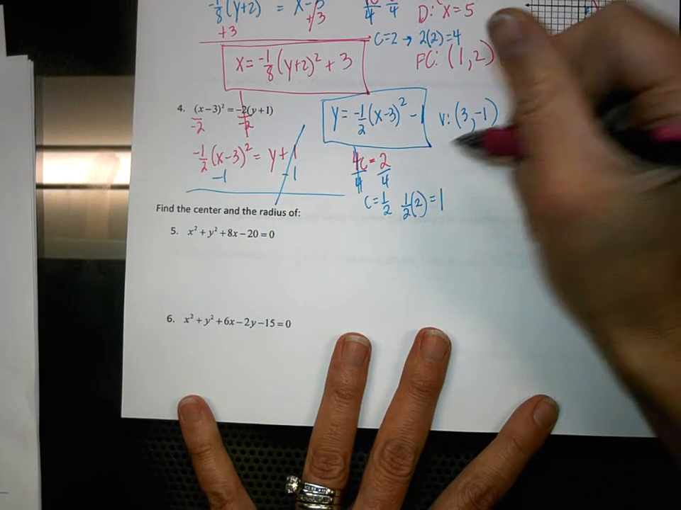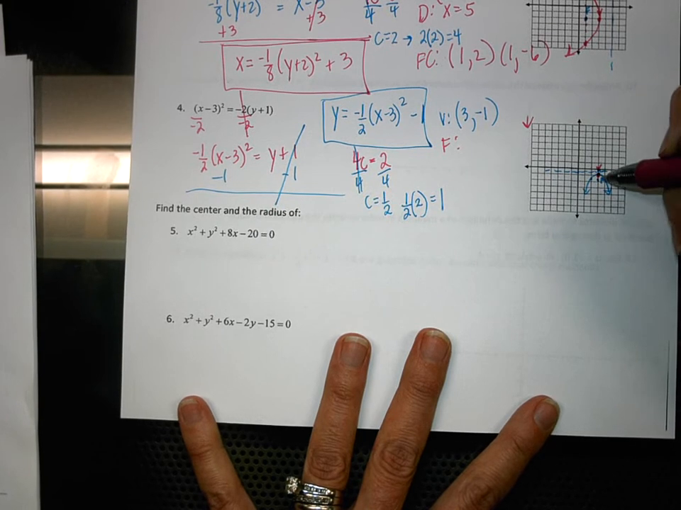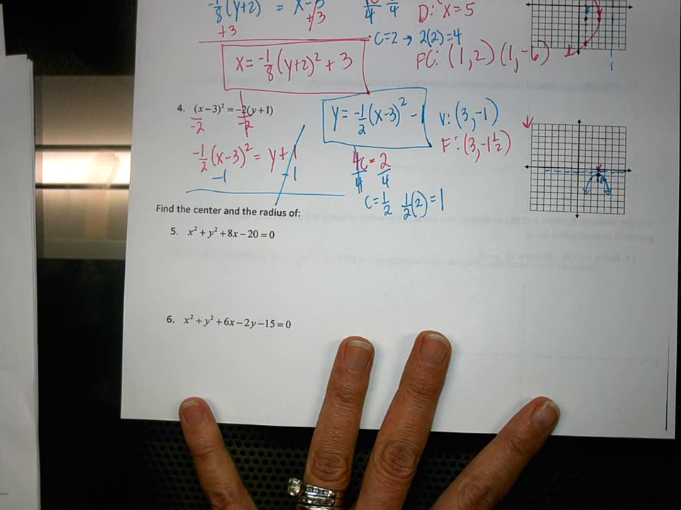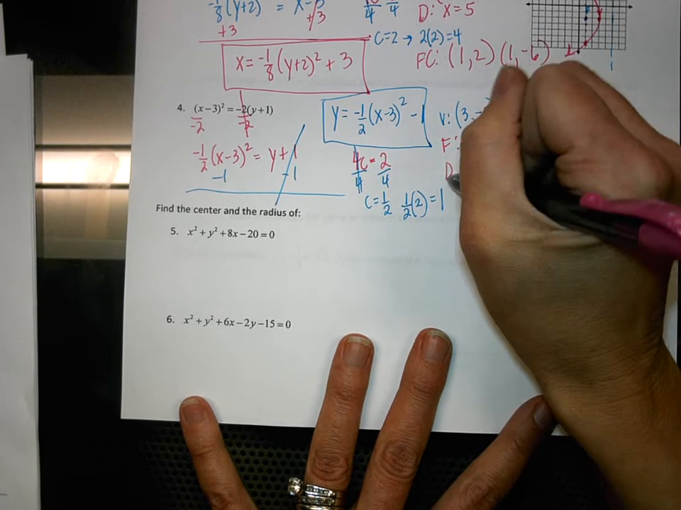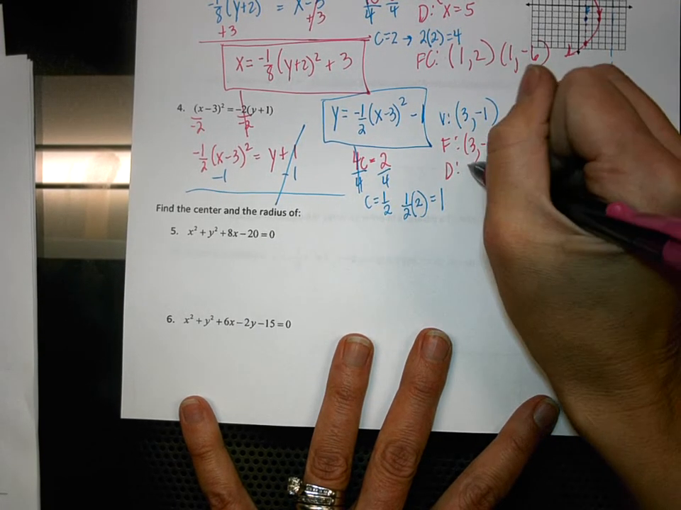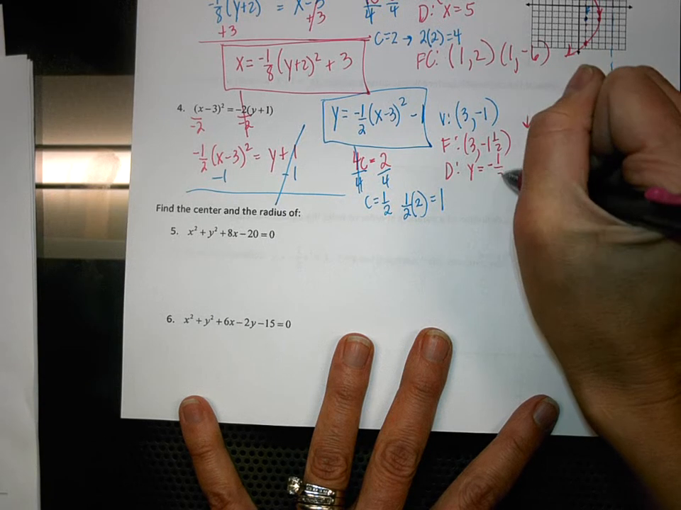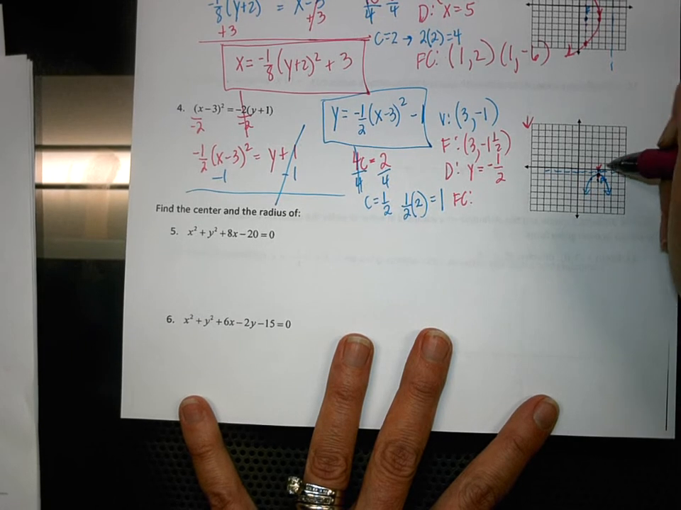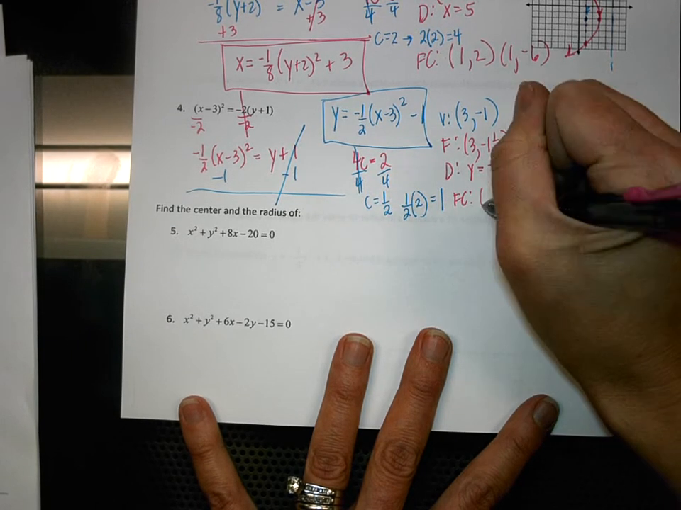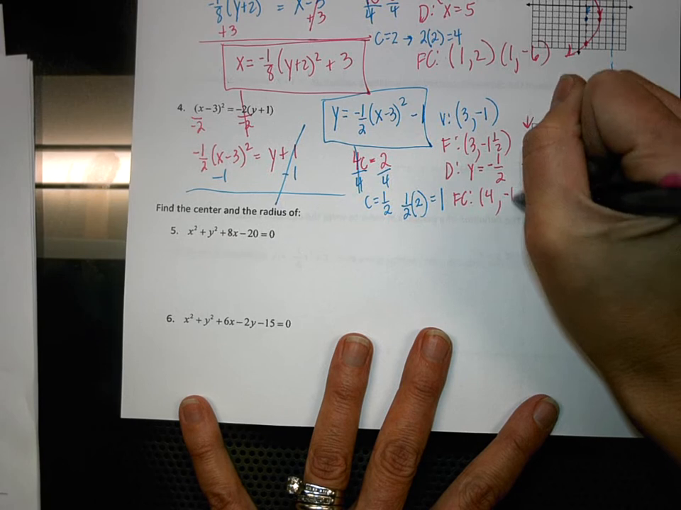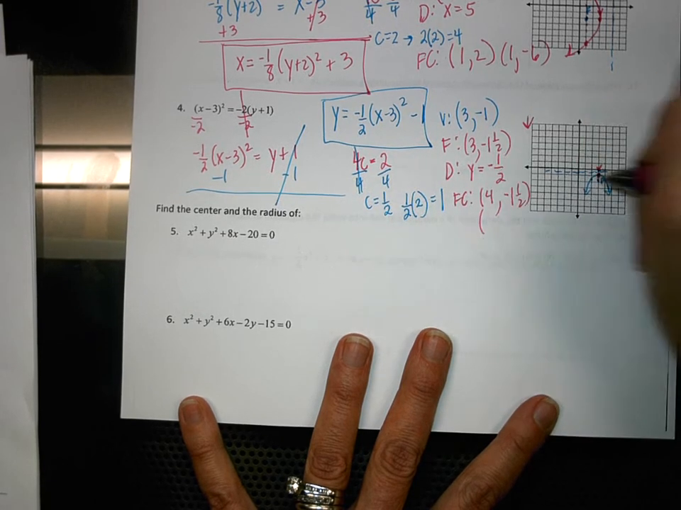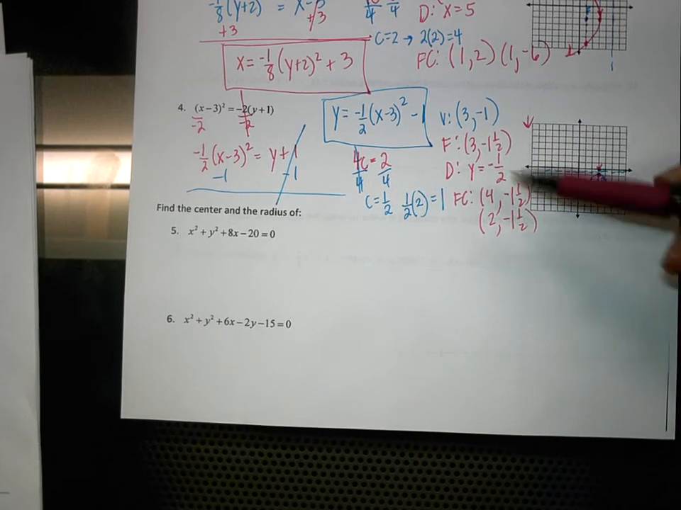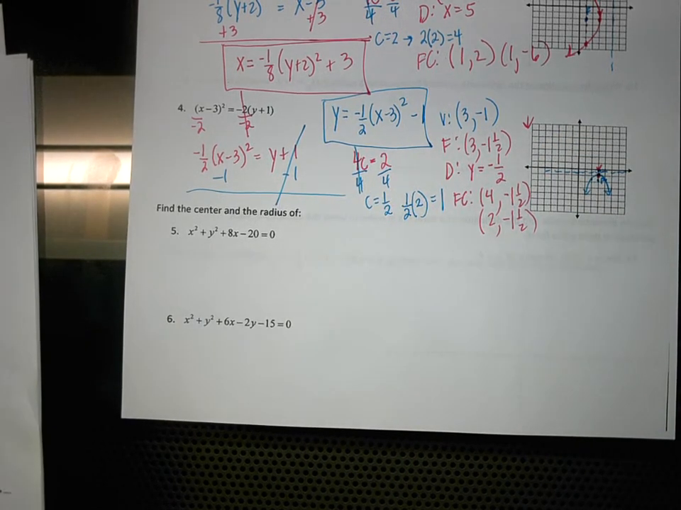The point that the focus is at is (3, -1/2), and it goes down to -1 and 1/2. The directrix went up 1/2 from there, and so my directrix is the line y equals -1/2. My focal chord endpoints go out here, and that is at (4, -1/2), and then the other one is at (2, -1.5). You could also put those as 0.5, either way, that works.